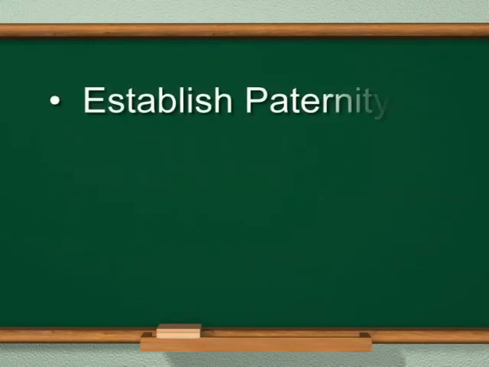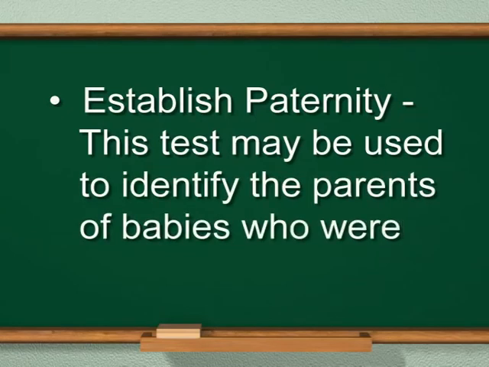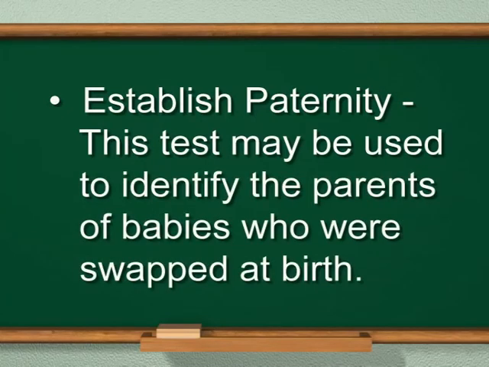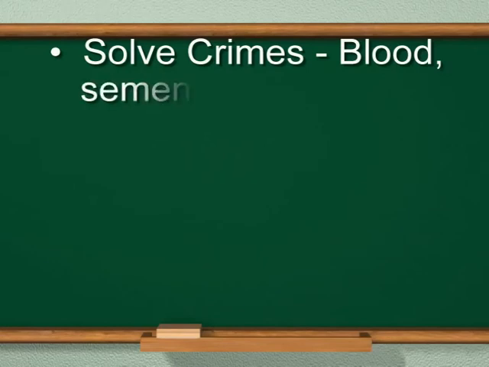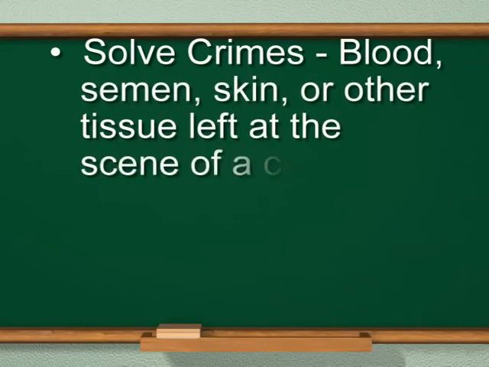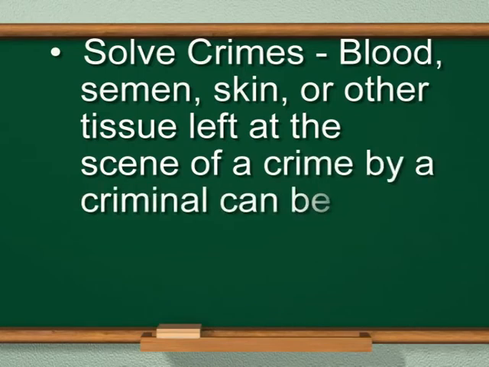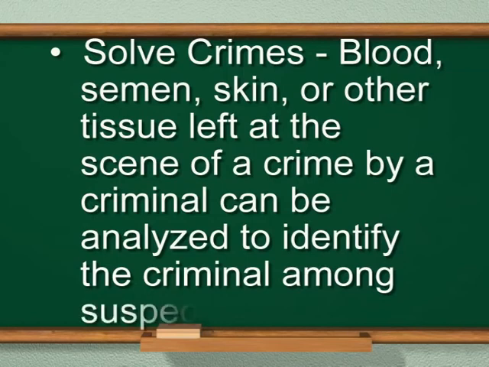The next question is, why is DNA fingerprinting done? Answer is, DNA fingerprinting is done to establish paternity. This test may be used to identify the parents of babies who were swapped at birth. Solve crimes. Blood, semen, skin, or other tissue left at the scene of a crime by a criminal can be analyzed to identify the criminal among suspects.